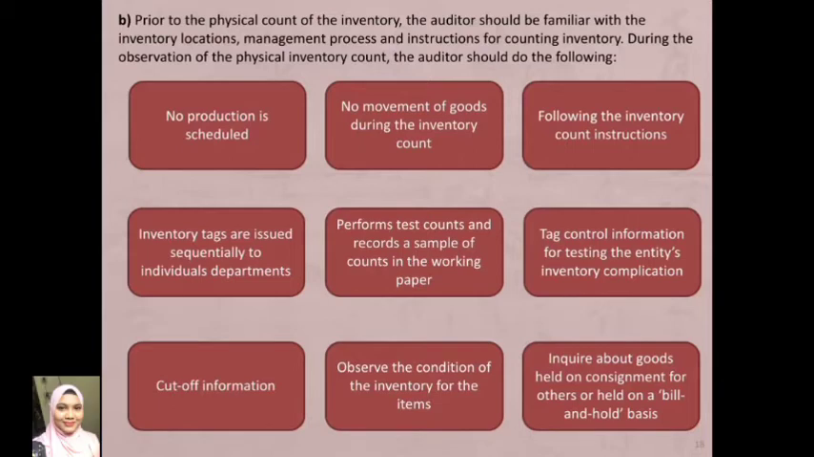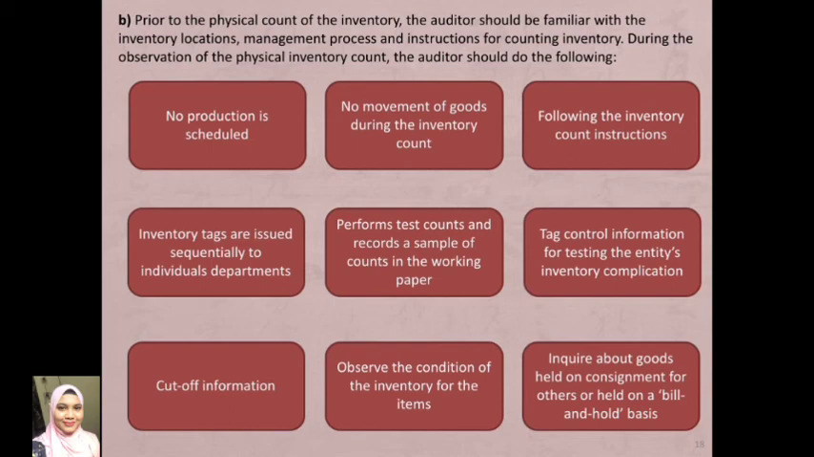Okay, next, prior to the physical count of the inventory, the auditor should be familiar with the inventory locations, management process, and instructions for counting inventory. During the observation of the physical inventory count, the auditor should do the following. First, confirm that no production is scheduled and there is no movement of goods during the inventory count. Following the inventory count instructions, inventory tags are issued sequentially to individual departments.